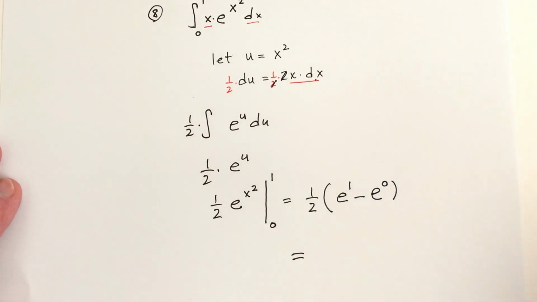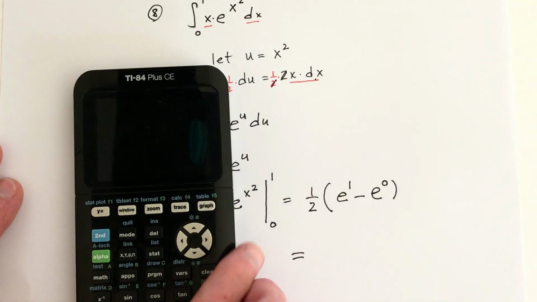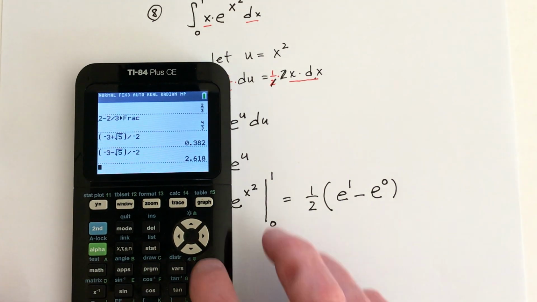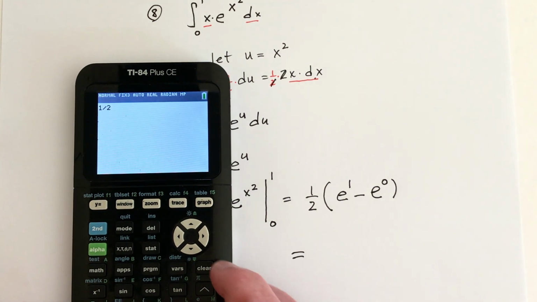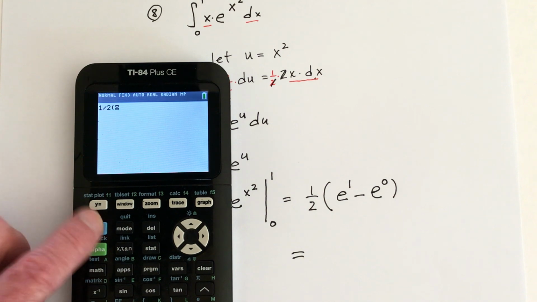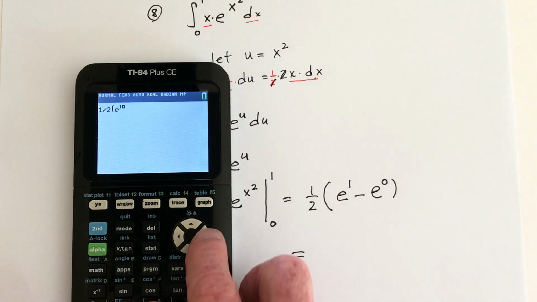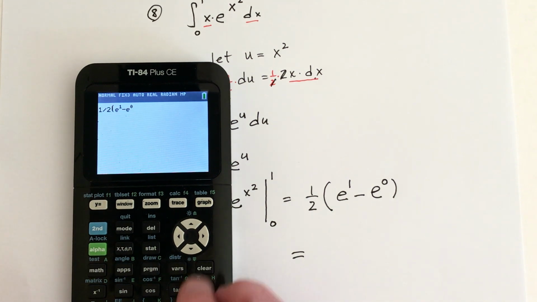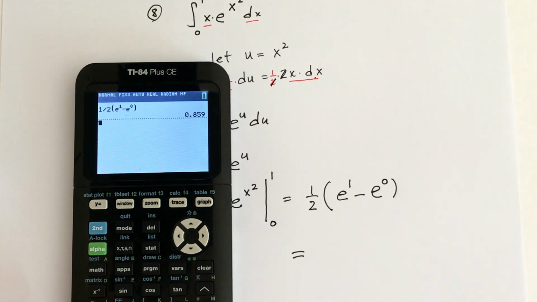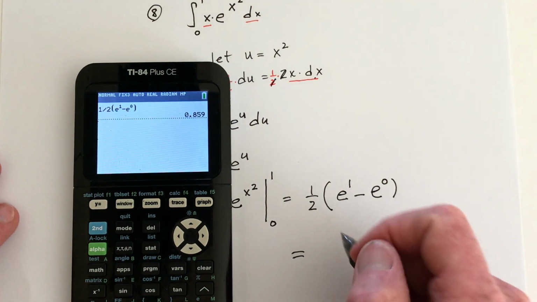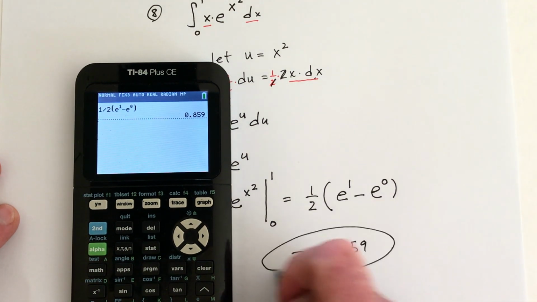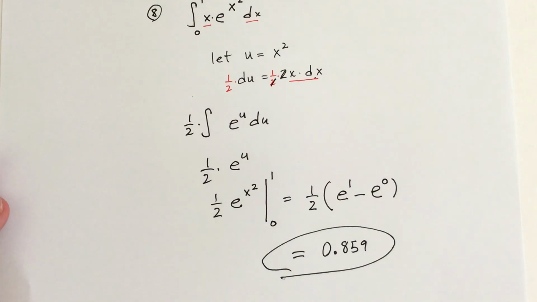And then finally, to get a decimal answer for that, so there's a 1/2 that's on the outside of the parentheses, and then put second e to the 1 minus second e to the 0. And then close the parenthesis, and the final answer is 0.859. All right, that's it.